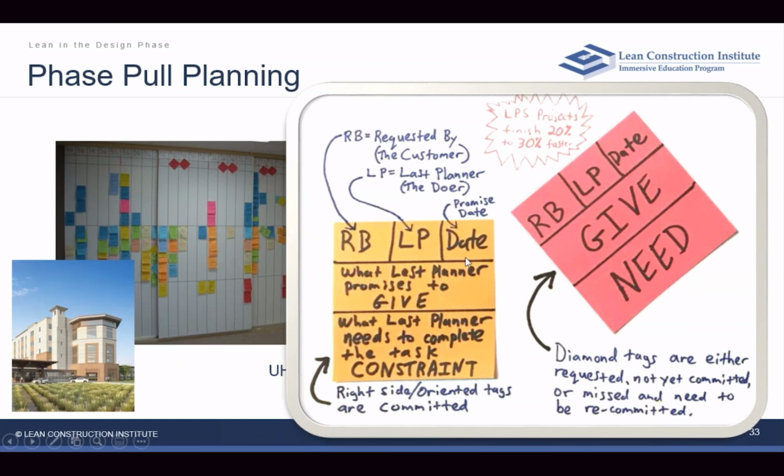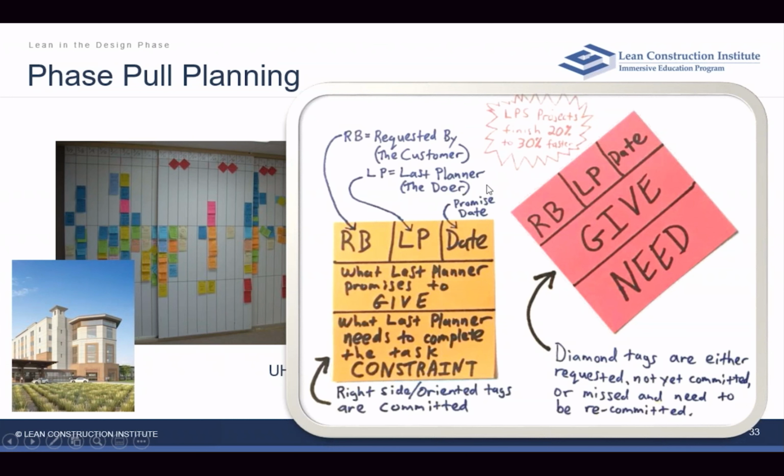So they might have a promise date on, or they might just put the amount of work that it's going to take. But the key is, what is it that I promise to give? Someone has requested something from me, and what do I promise to give? And then, what is it that I need to do? What the last planner promises to give and what the last planner needs to complete the task. So there's the giver, what I need to give, and what I need.